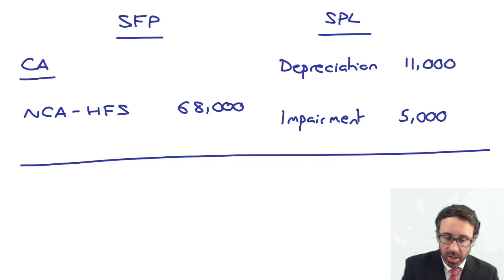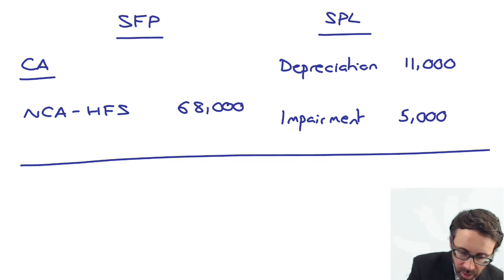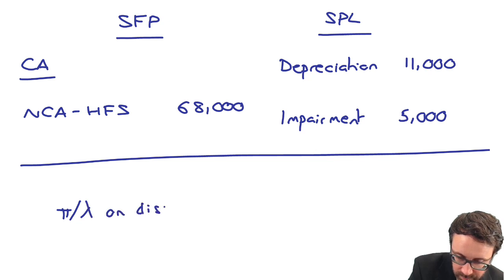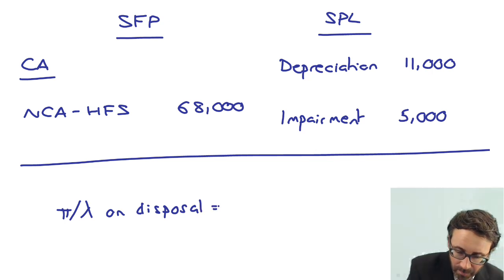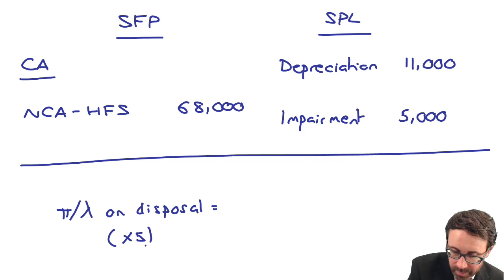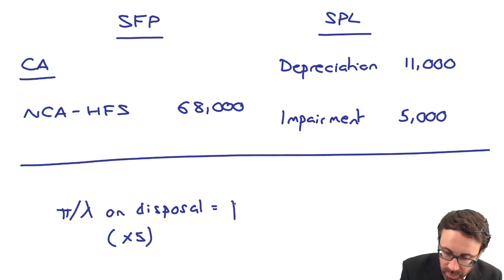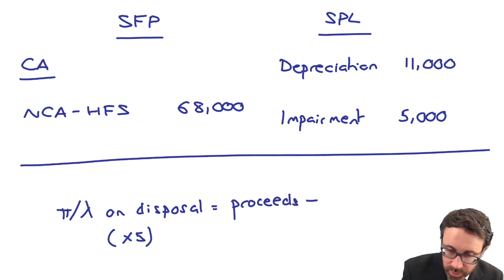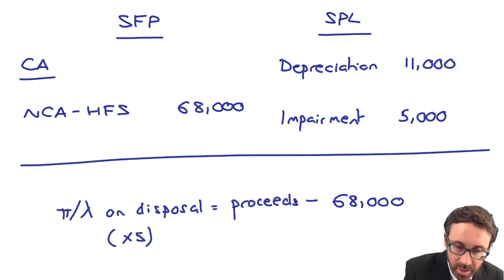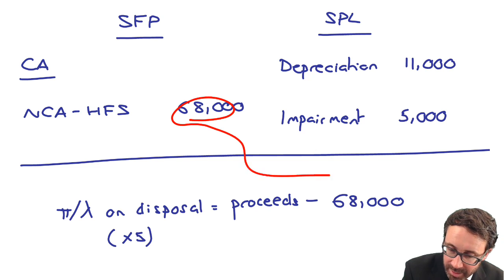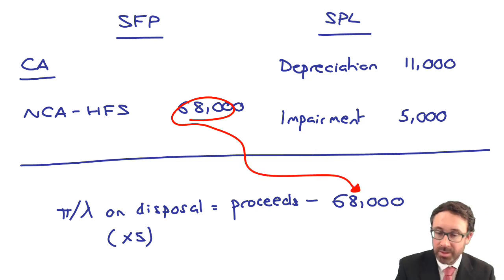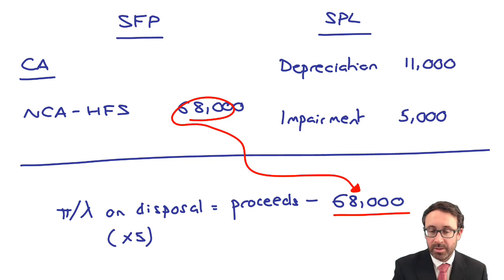If you so wish, you could work out the profit or loss on disposal, which will be sometime, I presume, in X5. You would take the proceeds and deduct the amount that is held as a non-current asset held for sale, which is the 68,000.